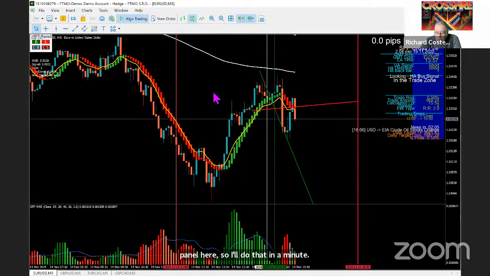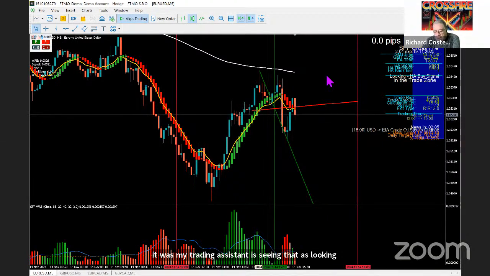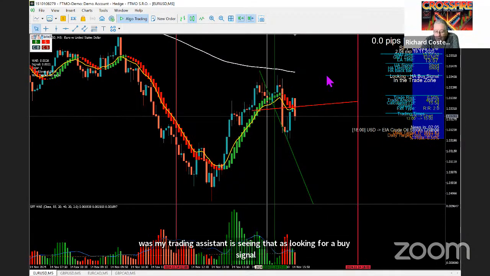So price is currently below the red trend line, but it's also above the green trend line. So there's a bit of confusion because my trading assistant is seeing that as looking for a buy signal. It won't get into a trade right now.